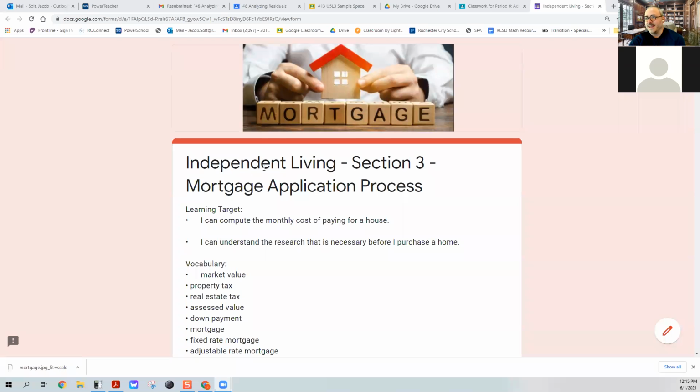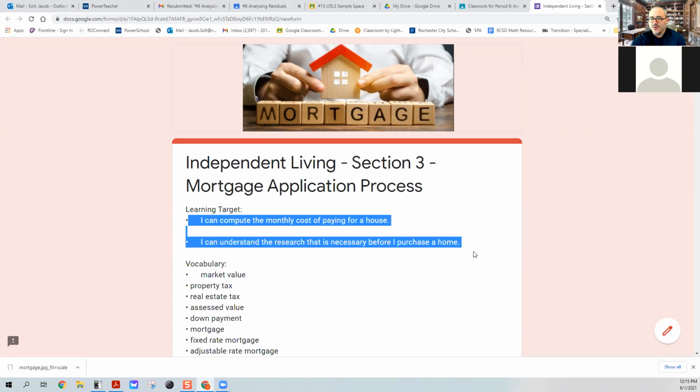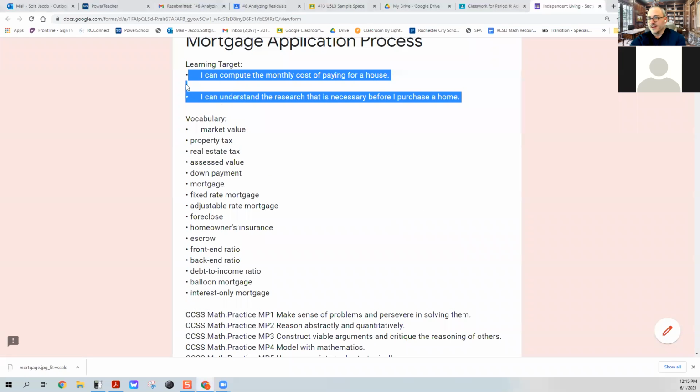We are working on independent living, section 3, the mortgage application process. Again, last Google form of the year for 2021. Two learning targets. I can compute the monthly cost of paying for a house. That's you finding the monthly payment for paying for a house. And I can understand the research that is necessary before I purchase a home. And we have some new vocab terms with a new section.